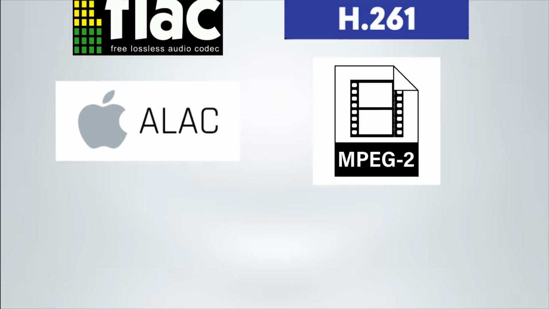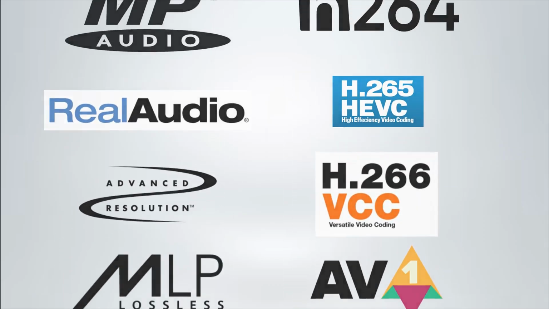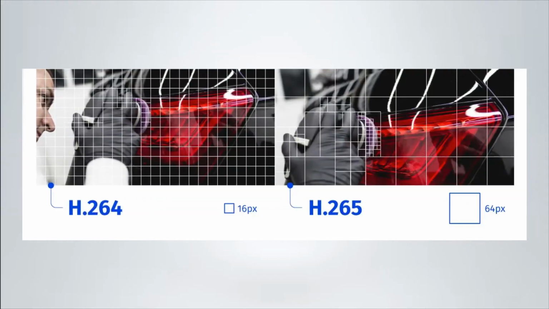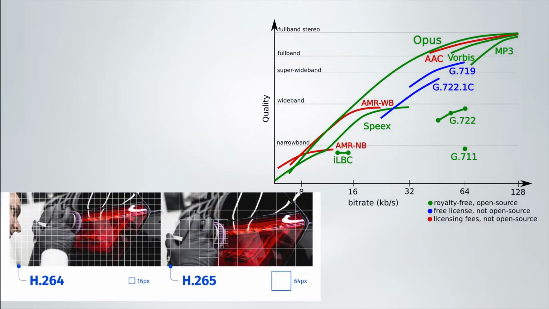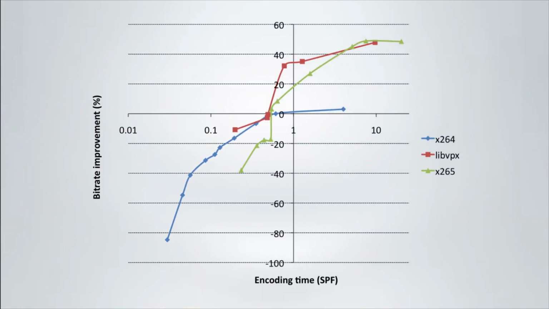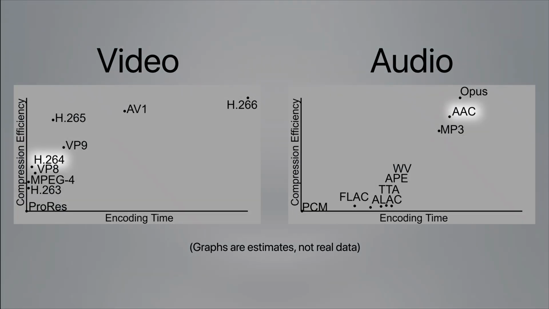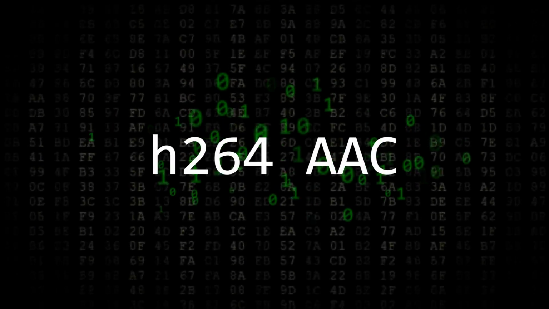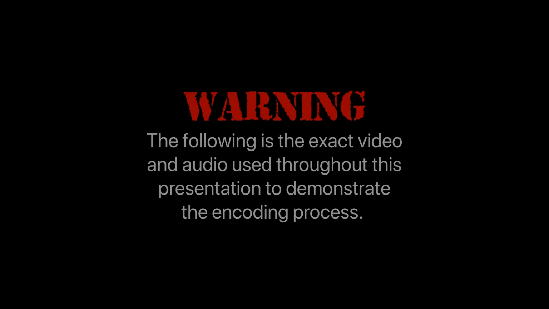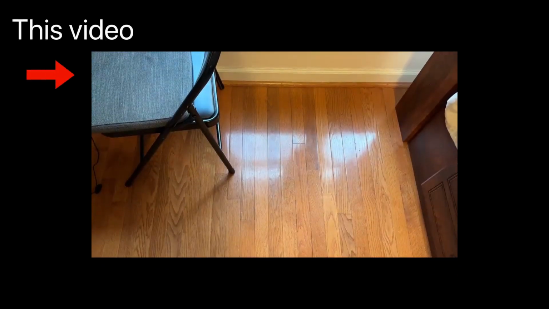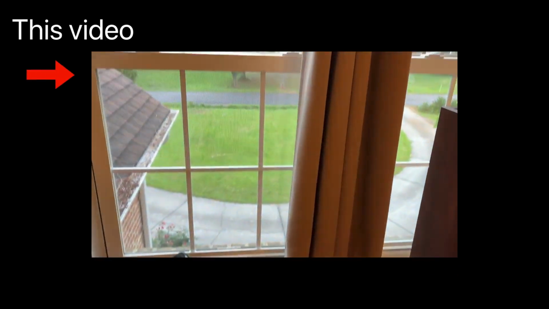Now, there are hundreds of video and audio codecs out there, each storing the data in different ways. Neither H264 nor AAC have the best compression efficiency, nor do they take the least processing power to encode, but they seem to have just the right balance. So, how do they work? Well, let's start from the beginning. This is our video that we will be writing.